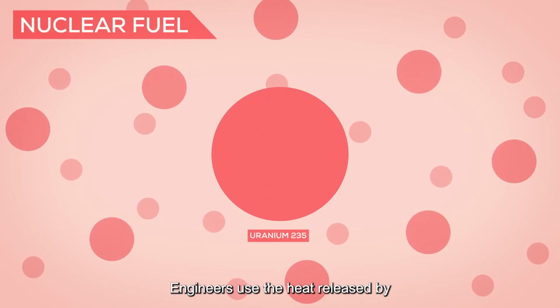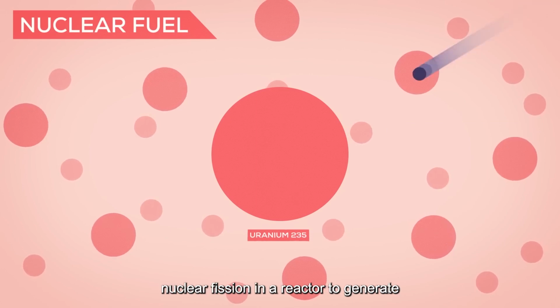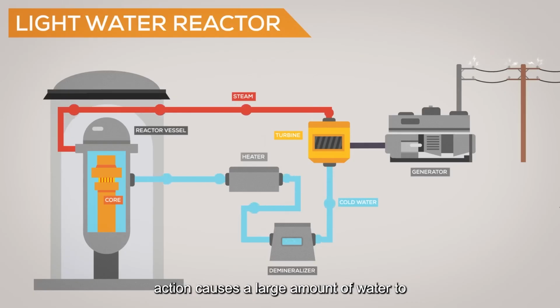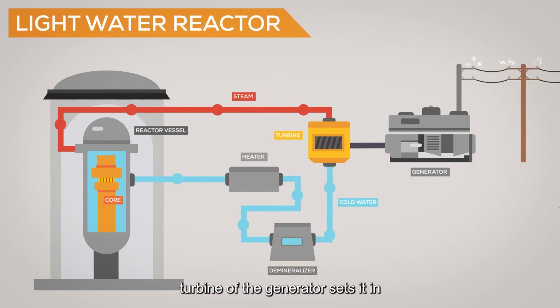Nuclear energy. Engineers use the heat released by nuclear fission in a reactor to generate electricity through nuclear power. This action causes a large amount of water to be heated at high pressure, and the steam produced by passing through the large turbine of the generator sets it in motion.